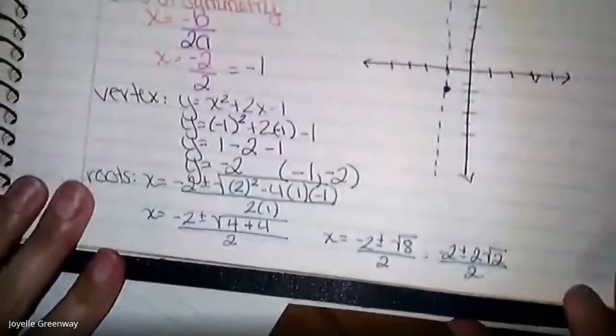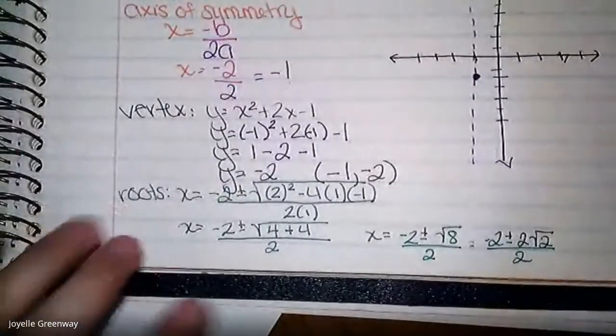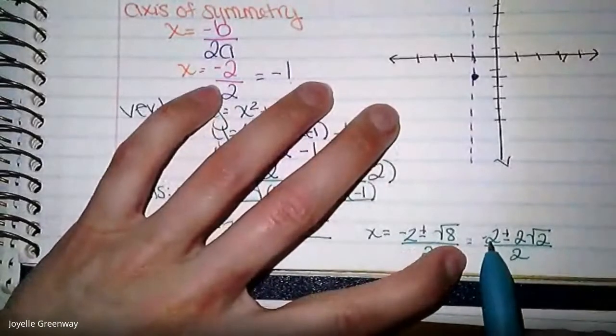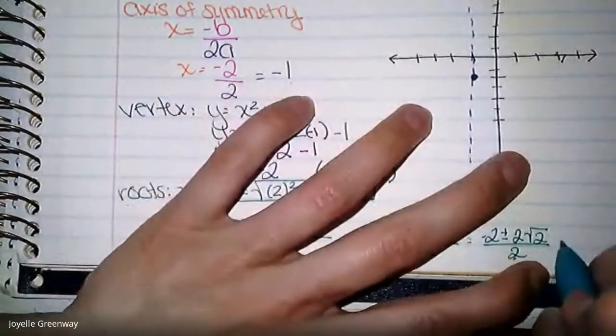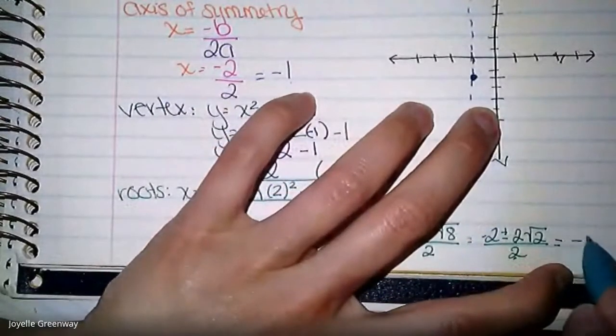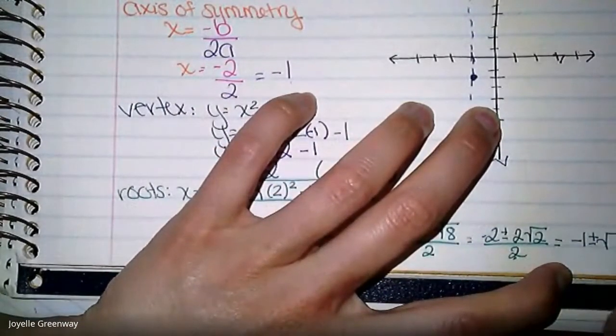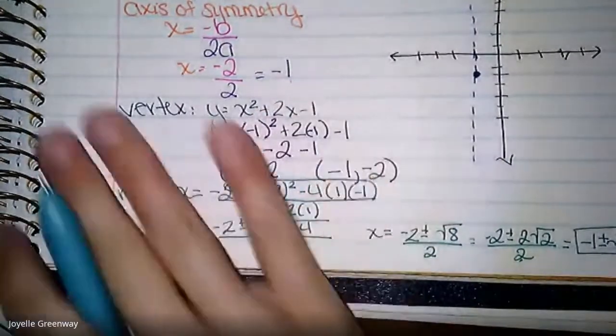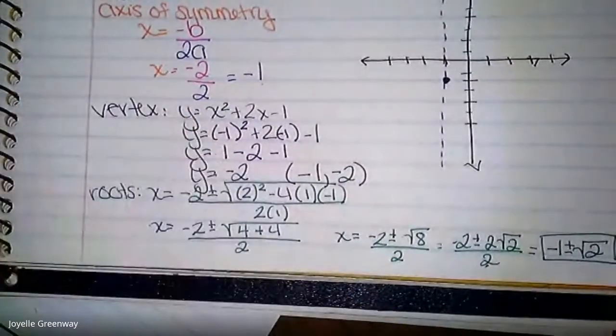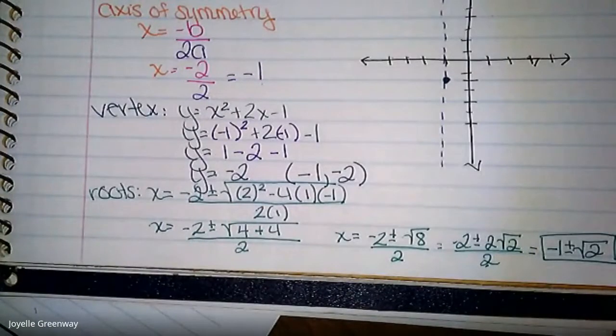Oh, sorry. I didn't know you couldn't see that whole time. So now look, negative 2, 2, and 2, I can simplify all of that. So negative 1 plus or minus radical 2. That's my root. I can't graph that. So I need to make a table.